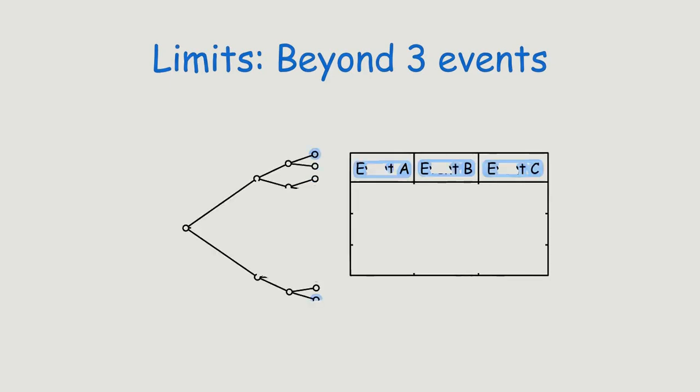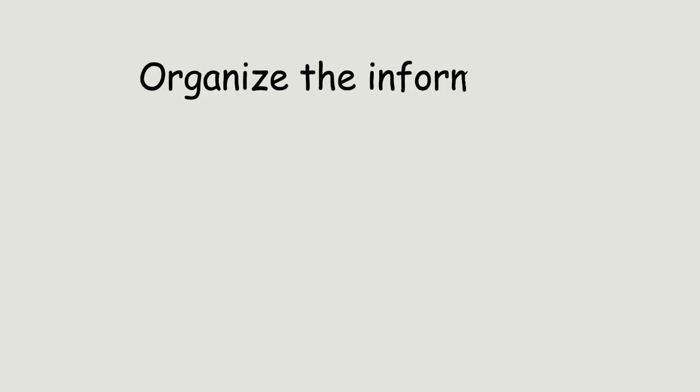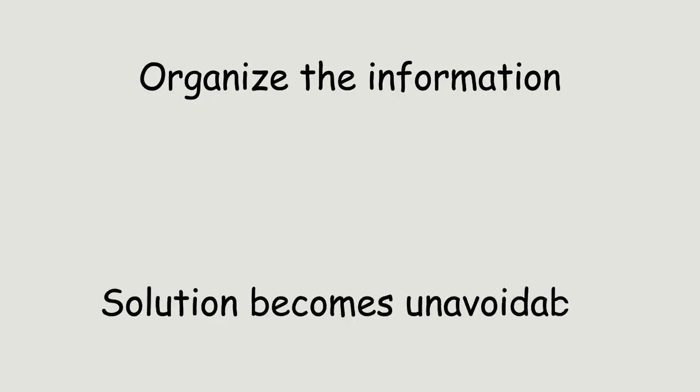Beyond 2 or 3 events, diagrams become cluttered, and other tools like tree diagrams or tables work better. But for standard probability puzzles, Venn diagrams don't magically solve the problem. They organize the information so the solution becomes unavoidable.